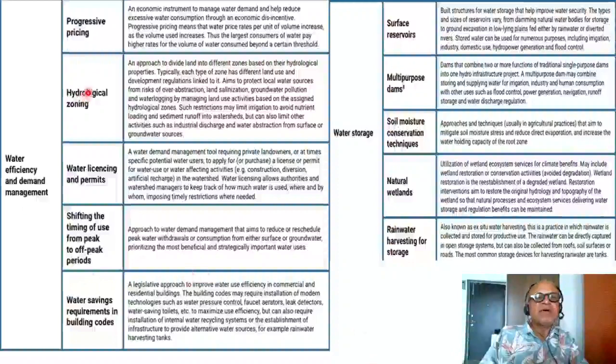Water use efficiency and demand management also has progressive pricing, an economic instrument to manage water demand and help reduce excessive water consumption through an economic disincentive. Hydrological zoning, an approach to divide land into different zones based on their hydrological properties. Typically, each type of zone has different land use and development regulations linked to it. Okay, there are further details here on worrying about land salinization, over abstraction, groundwater pollution, water logging from irrigation, etc.